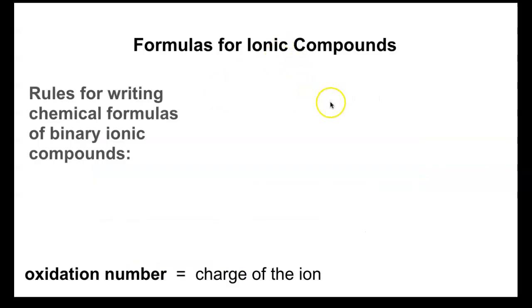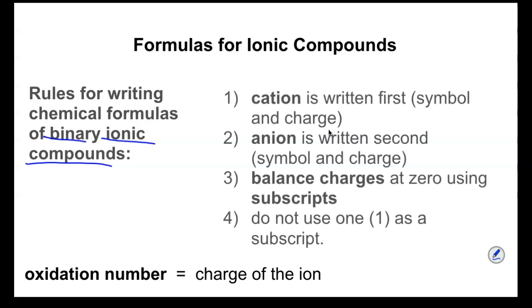Okay, here are the rules for writing chemical formulas for binary ionic compounds. Binary means there's going to be 2 elements. Ionic means there's going to be a cation and an anion, and they're going to form a neutral compound. So here are the rules. I'll let you copy those down.